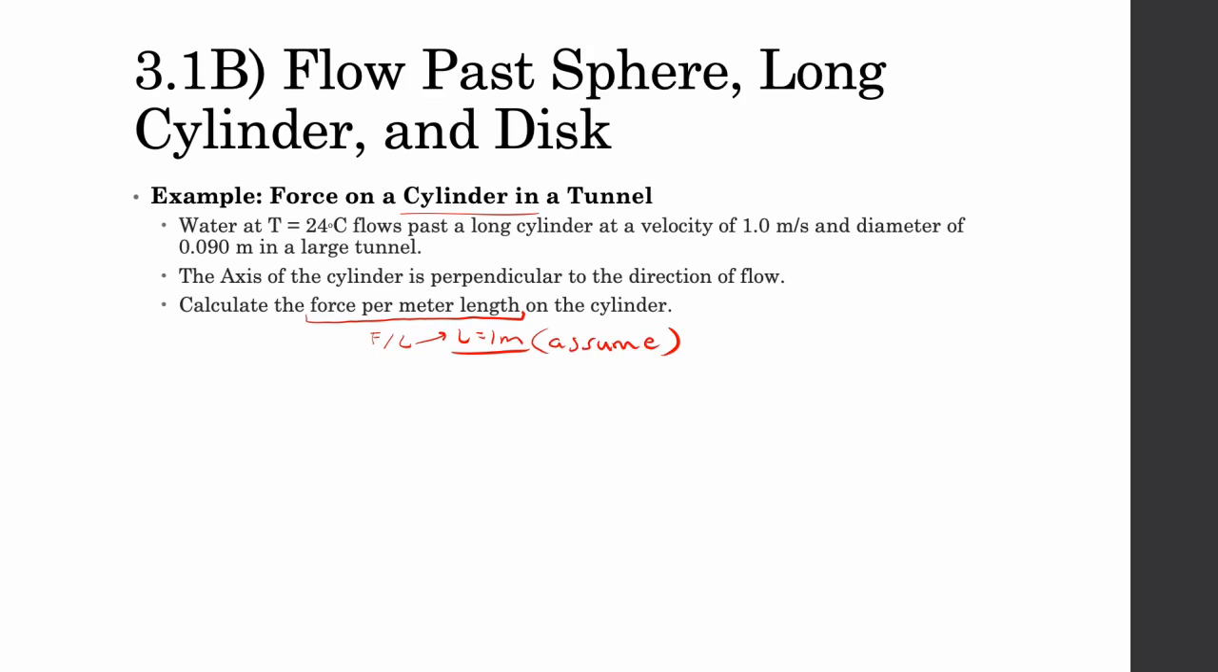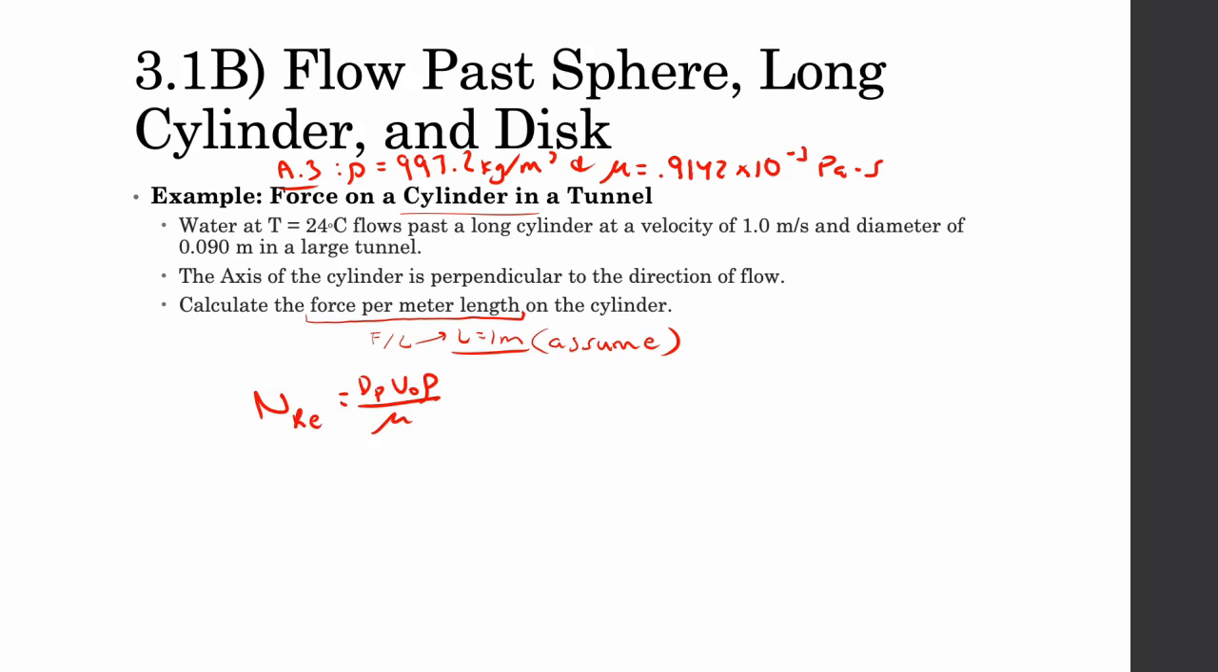Okay, so from the appendix this time, A.3, the density of water is going to be 997.2 kilograms per meter cubed, and our mu value is going to be 0.9142 times 10 to the power of -3 pascal seconds. So basically, we're going to use our same Reynolds equation with d_p, velocity, rho, and mu, and plug in the values. We should get something around 9.817 times 10 to the power of 4.